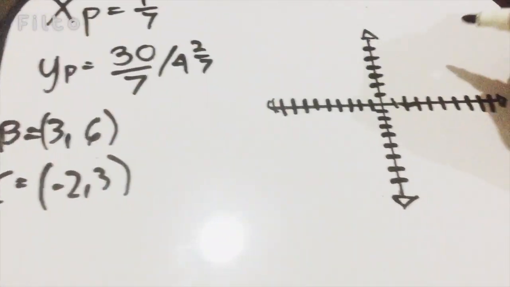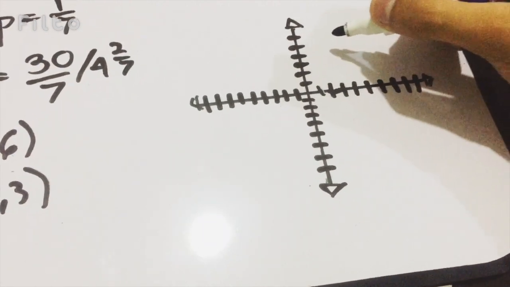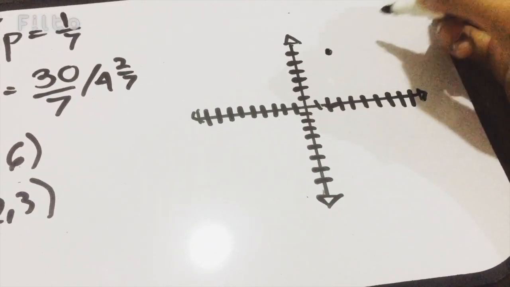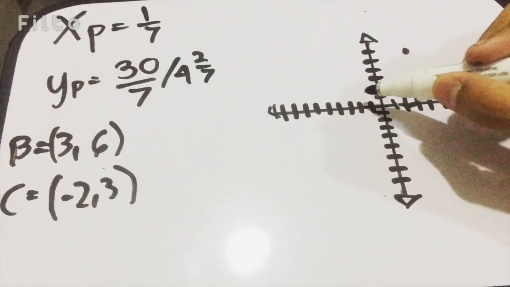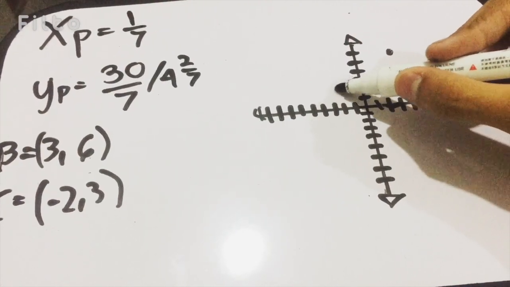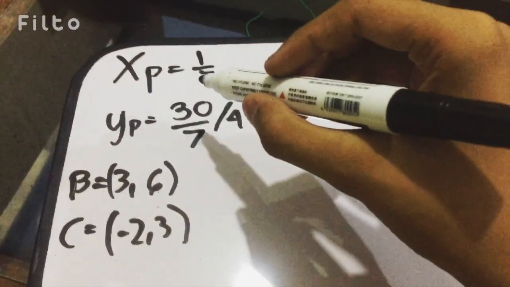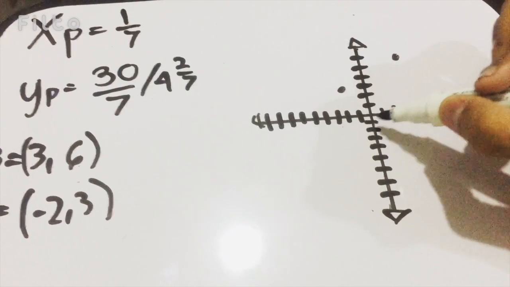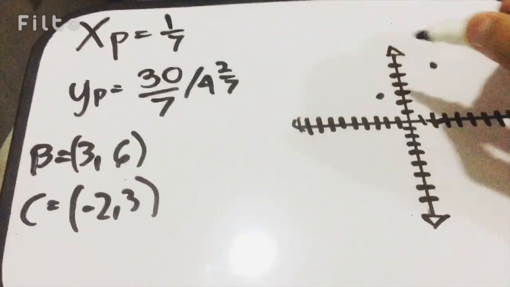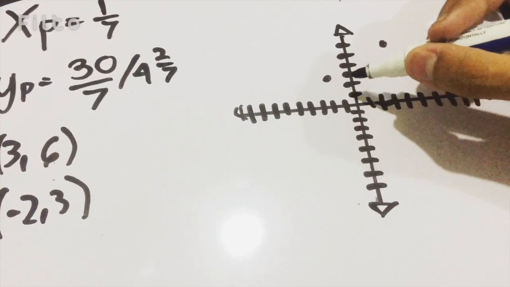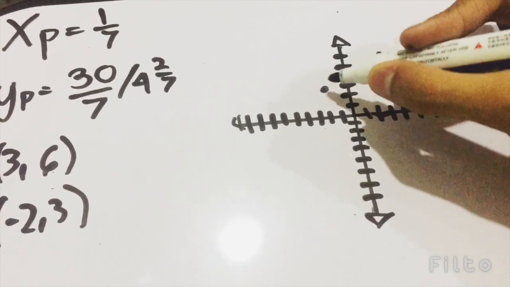So we will now plot the points, and first is B, which is 3, 6. So 1, 2, 3, then 1, 2, 3, 4, 5, 6. So it's in there. That's letter B, or point B. Then C is negative 2, 3. The negative 2 is x, so it's going to the left, and then 3 up, which is y. And that's our points, B and C. X sub p and y sub p is letter A, or point A. So 1 over 7 is over there, and y sub p is 4 and 2/7, so it's somewhere between those.